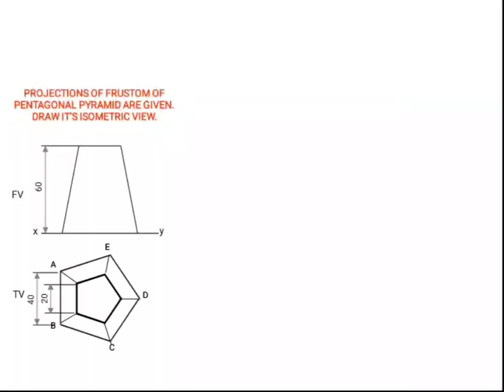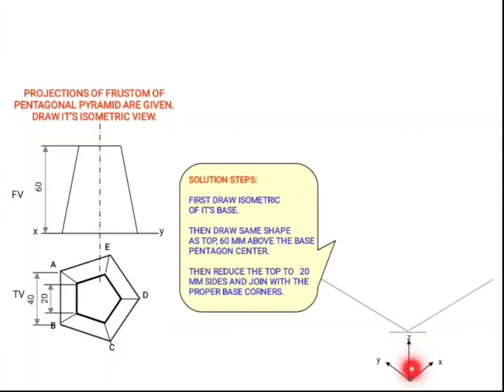Now we can solve another problem of projection of frustum of pentagonal pyramid. First of all, finish the orthographic projections by using the given dimensions. And now the indicator diagram for different axes x, y and z are marked. Start from the baseline and mark x and y axis, which are 30-degree inclined to the baseline. Then the corresponding directions of x axis and y axis are marked at the left end of the plan.